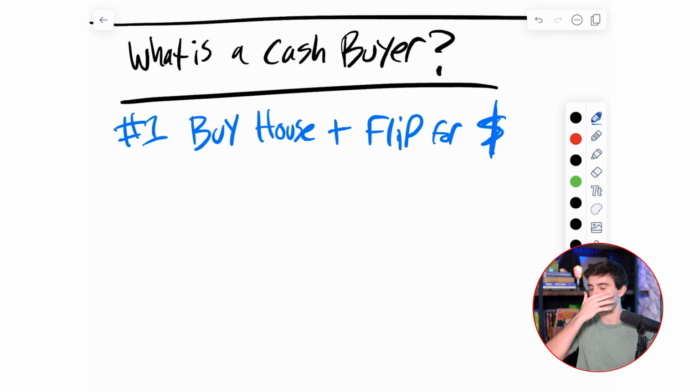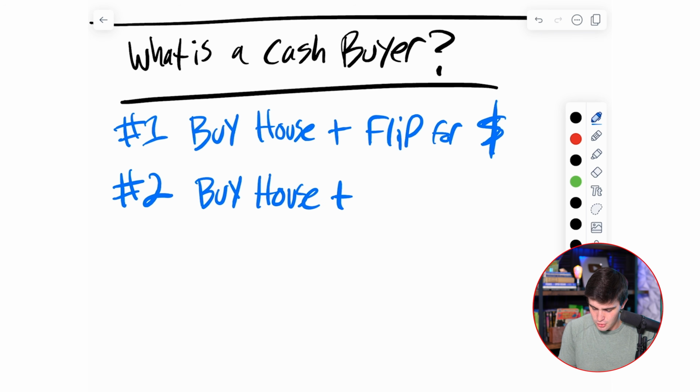So they're looking to buy the house for 100 grand, put 10 grand into it, put it on the MLS and flip it for 160, make some money in between, right? Or number two, they're looking to buy the house and rent it for money. Your cash buyers are either looking to do one or two.